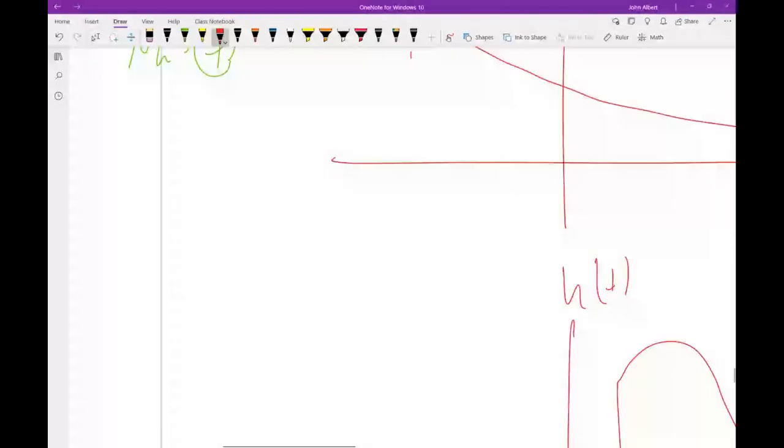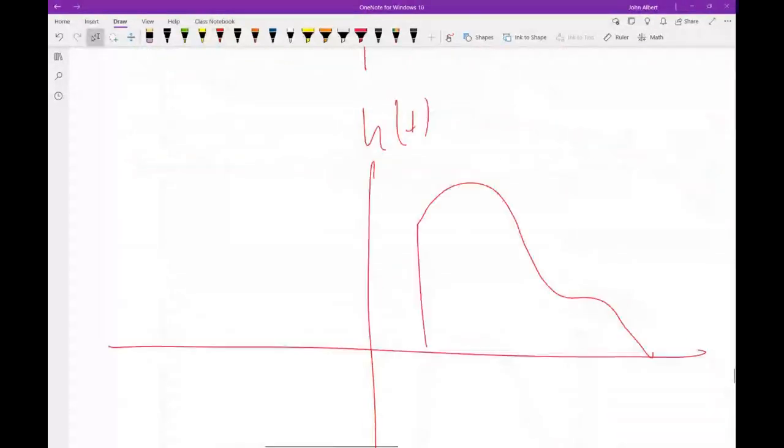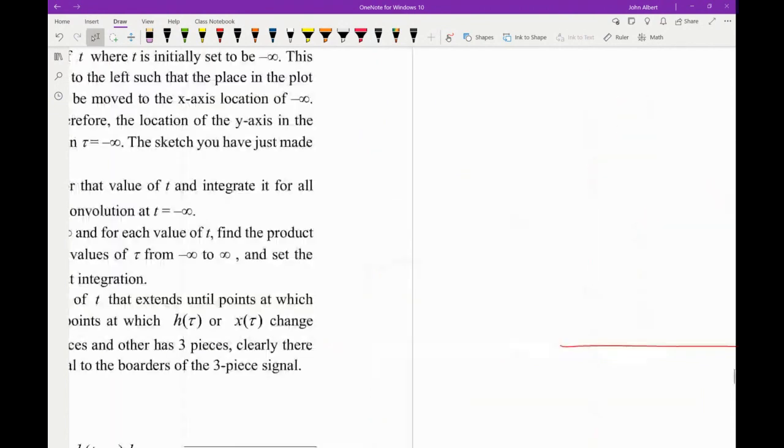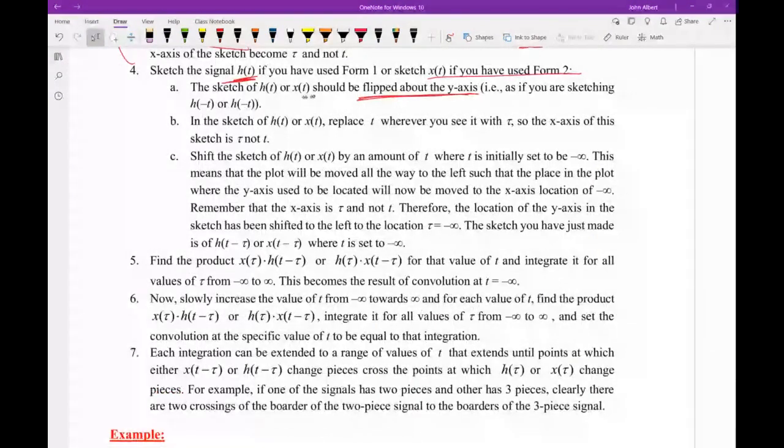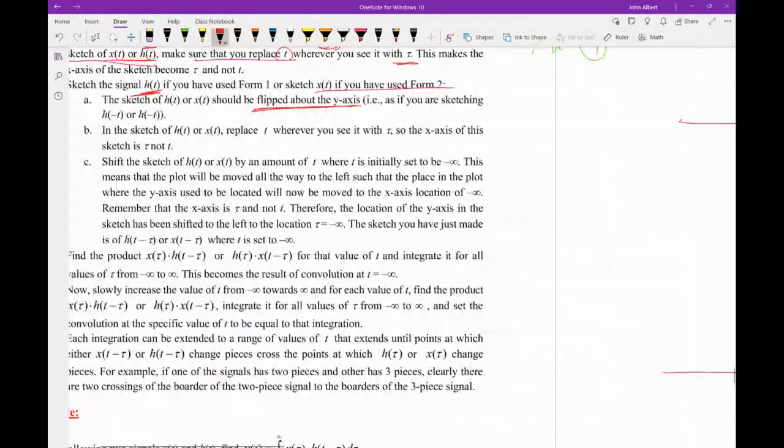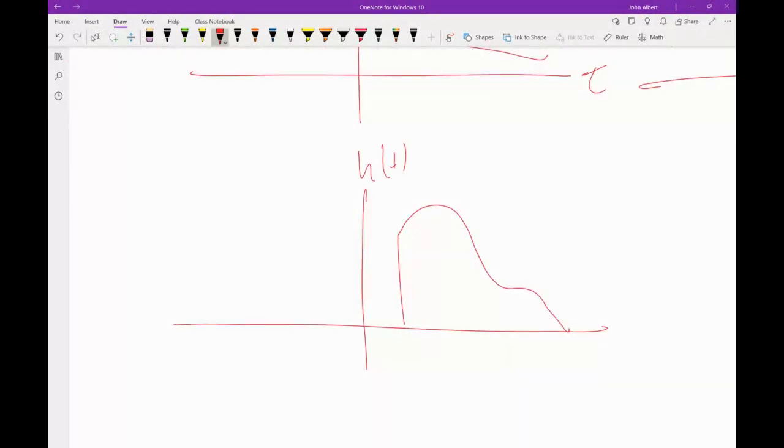What do I mean by this? Now I have plotted h of t, and I need to flip it around the y-axis. Let me flip only h of t around the y-axis. So how am I going to flip it around the y-axis? This is the y-axis. Put the mirror image of it, exactly a mirror image of it.